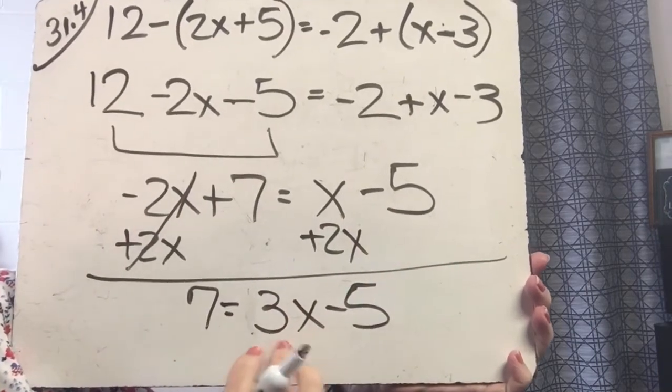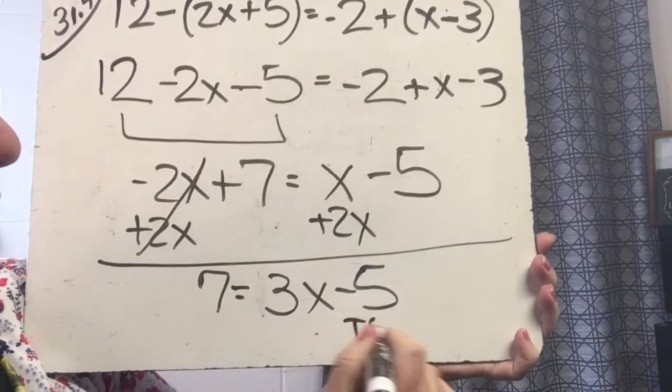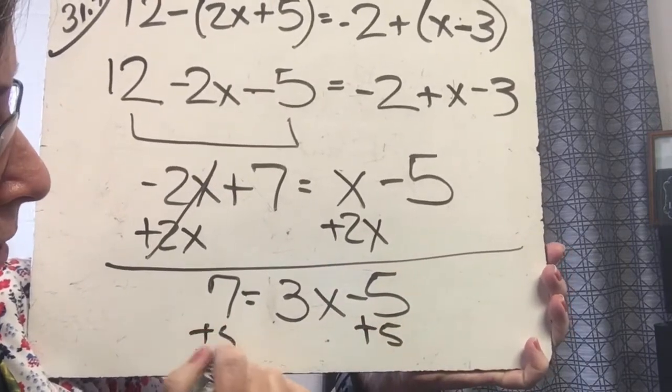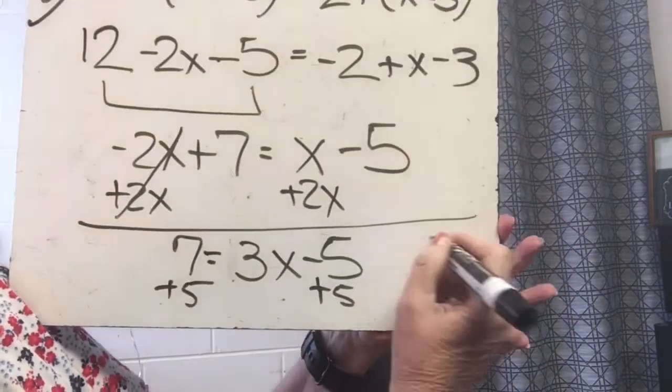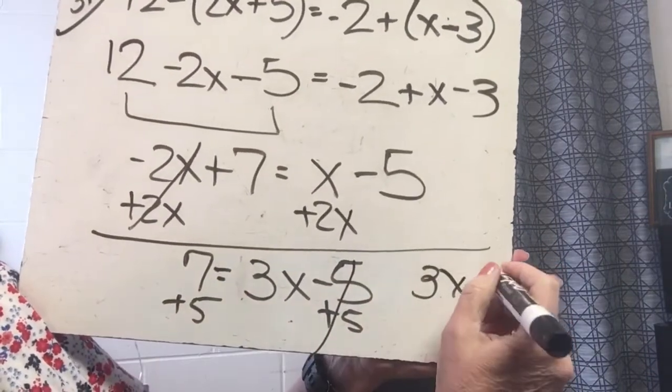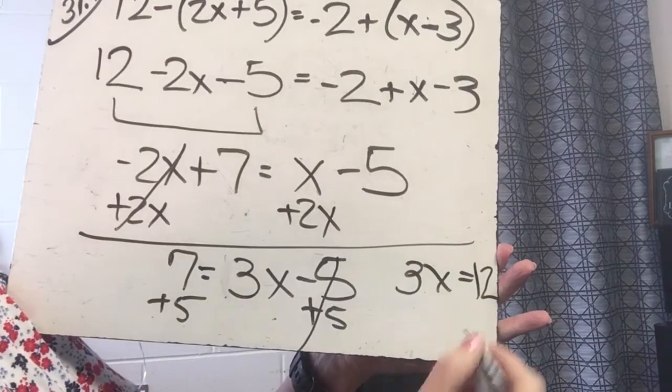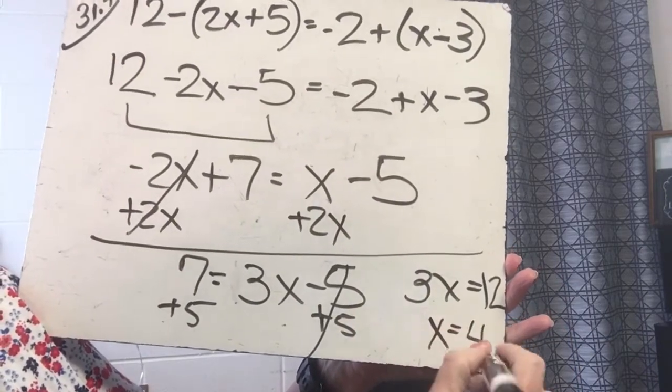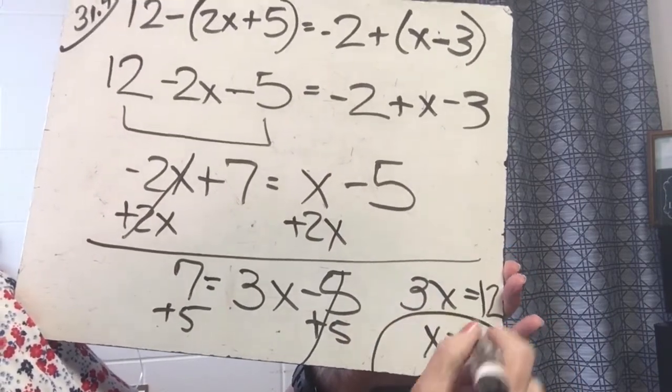Now I'm trying to get the x term by itself, so I'll add a 5 to get rid of the -5 on both sides. And I end up with 3x equals 12. Since 3x equals 12, x is 4 because I divide both sides by 3.